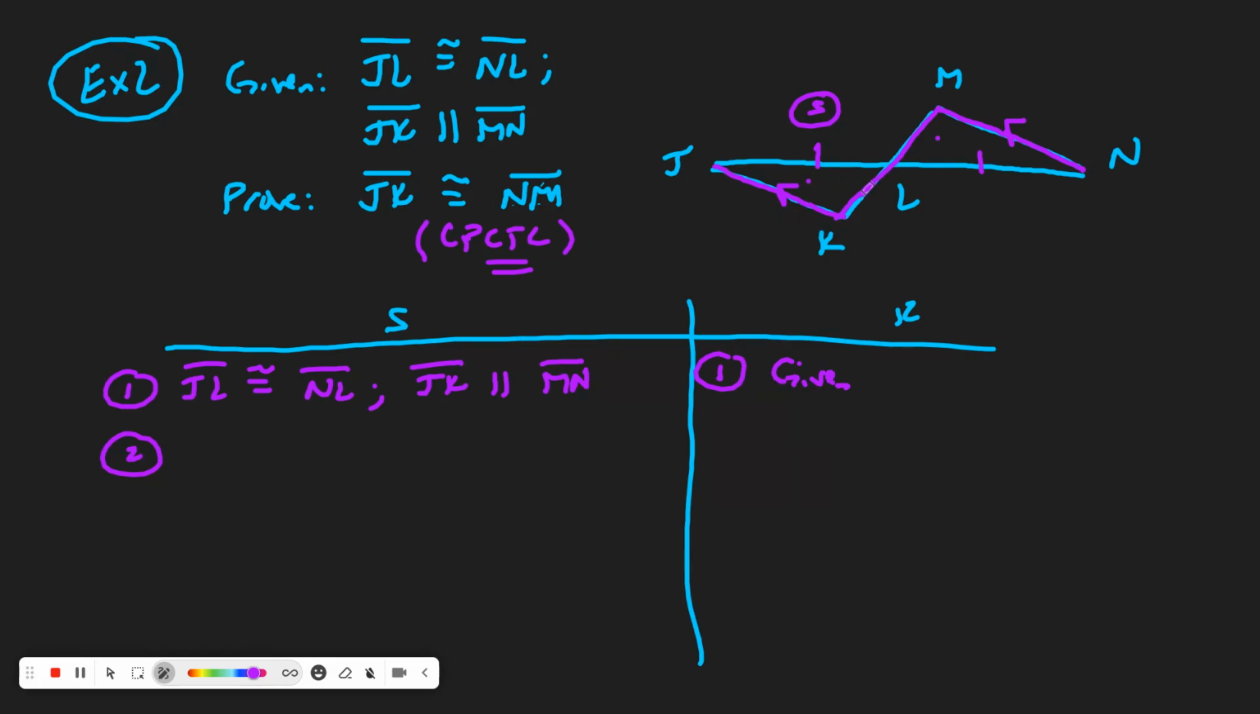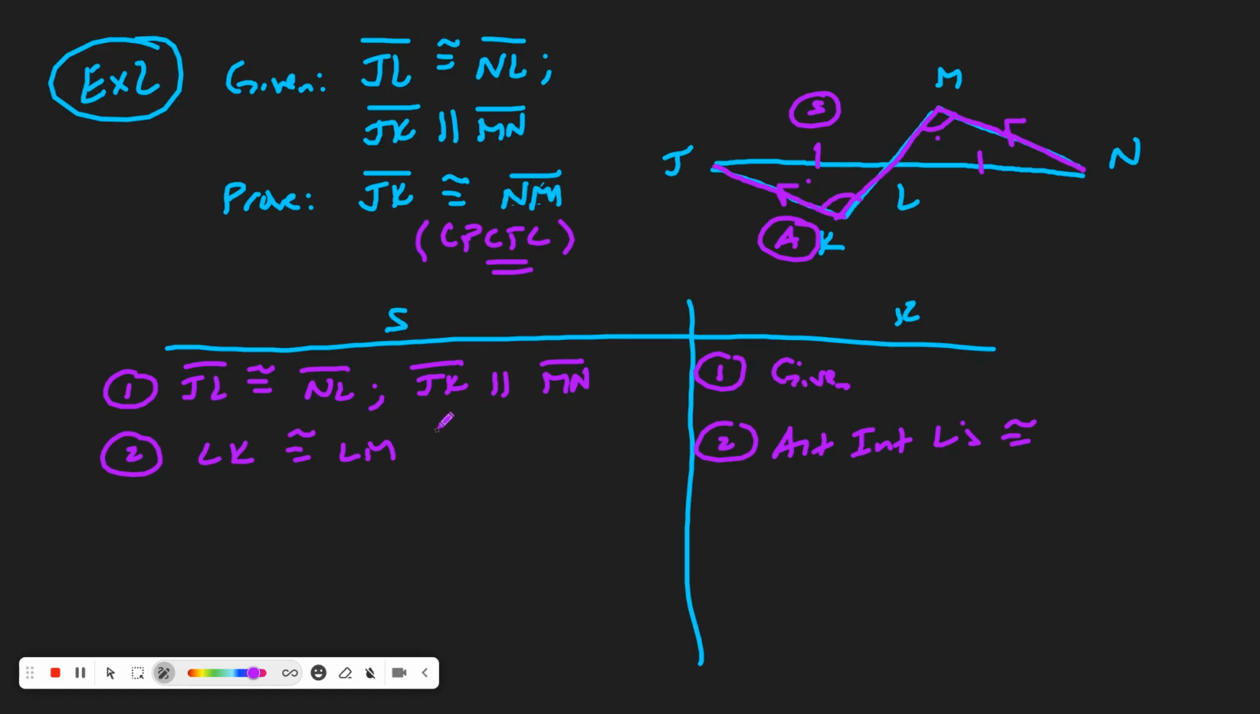The alternate interior angles that I'm going to use are angle K and angle M. They will be congruent. Angle K will be congruent to angle M. And this is because the lines are parallel, and that means alternate interior angles are congruent. Okay, so now I'm going to put an A down here by K, so there's an angle pair. All right, so now I need a third thing, either a pair of sides or a pair of angles.